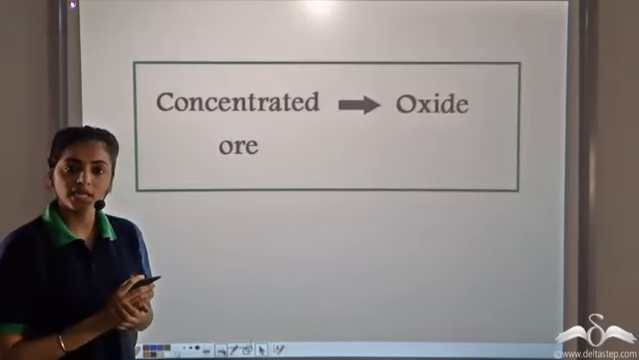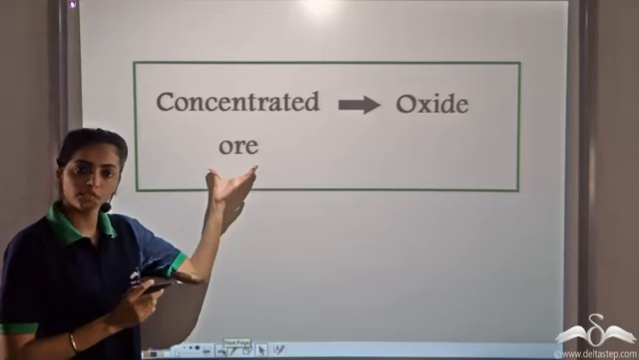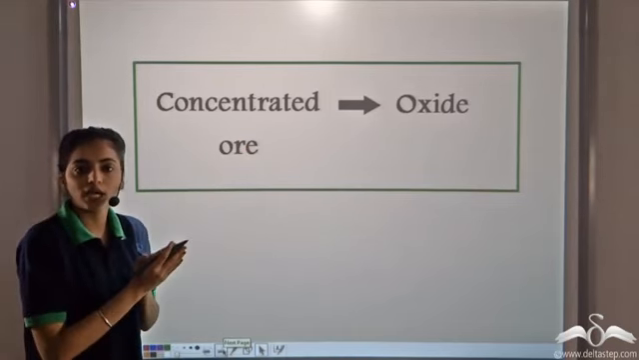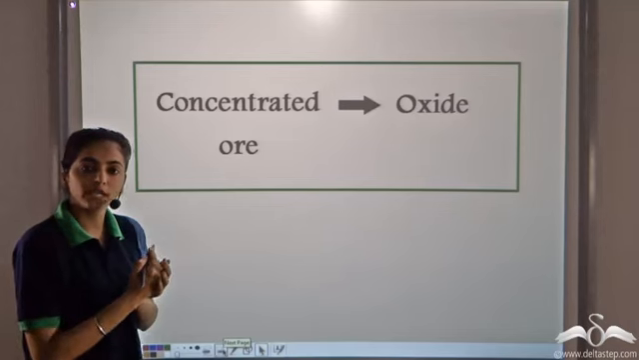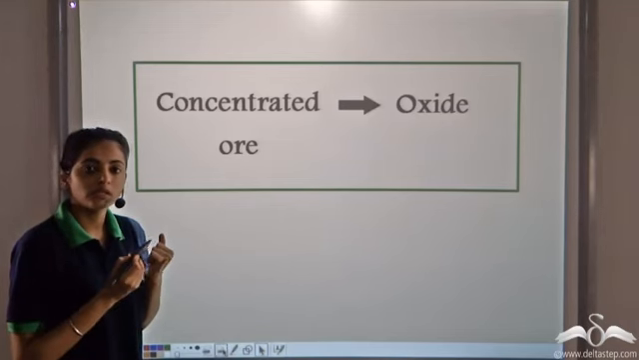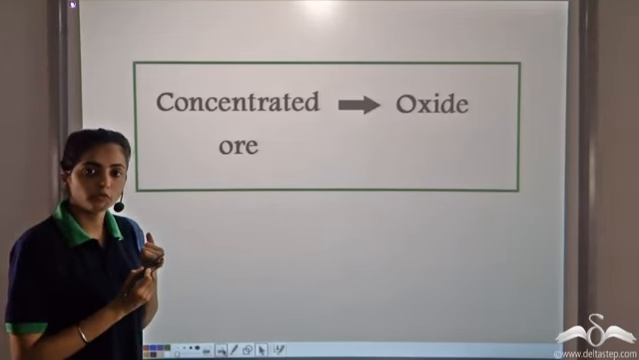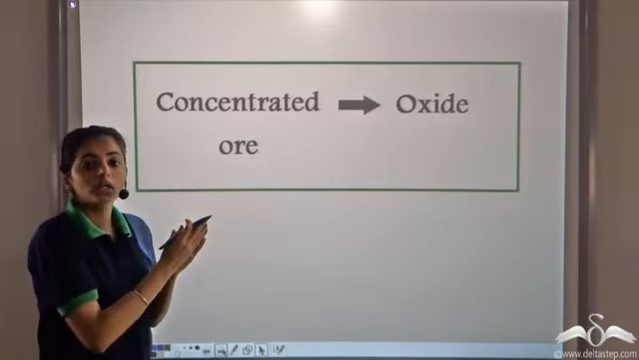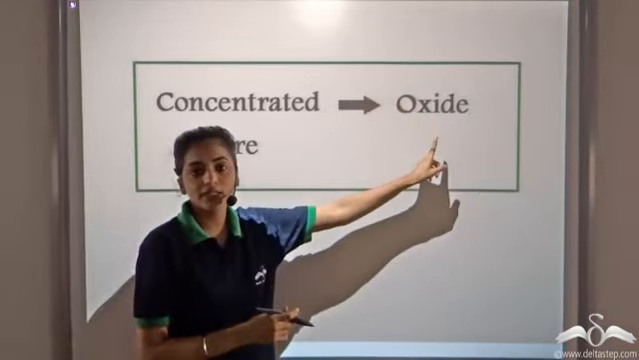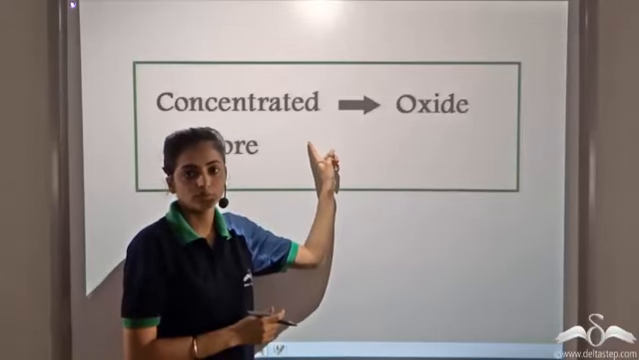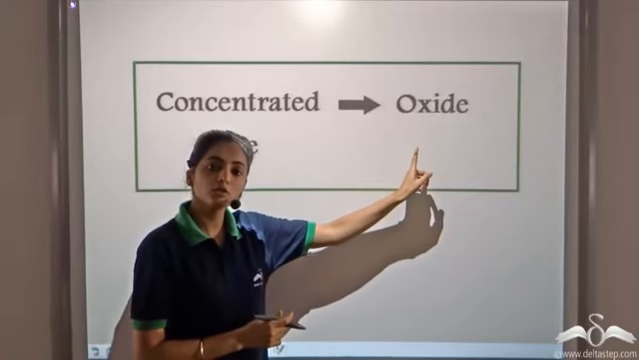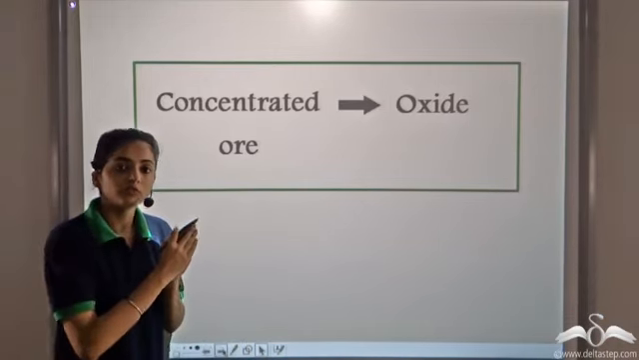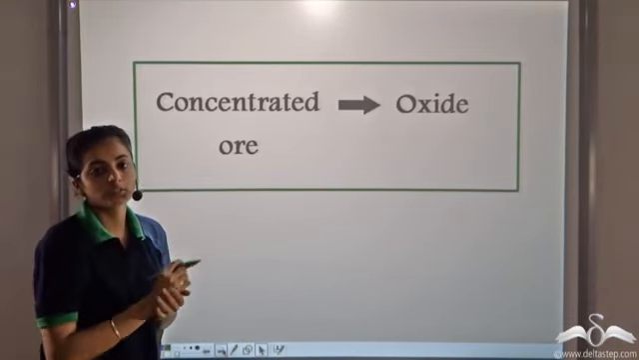We know the first step is to get the concentrated ore itself. So we have to crush the ore, grind it, and then remove the gangue particles by using different techniques like hydrolytic method, magnetic separation, and froth flotation method. Once we get the concentrated ore, now our aim is to get the oxide from this concentrated ore. The oxide is used for the extraction of metal. So we always try to convert the ore into its oxide.